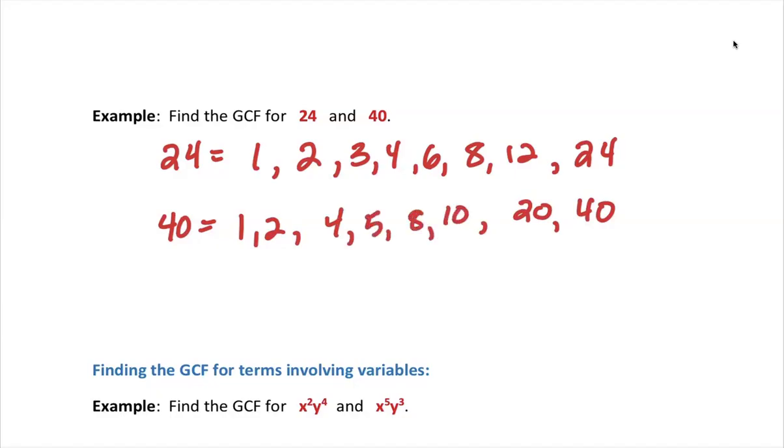What is the greatest factor that they all have in common? 1 will never really count because everything has one in common. They both have twos, they both have fours, they both have eights, not 12, 10, 20. Okay, so 8 is the GCF.